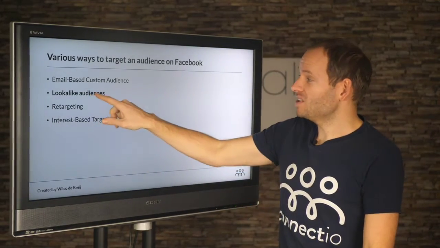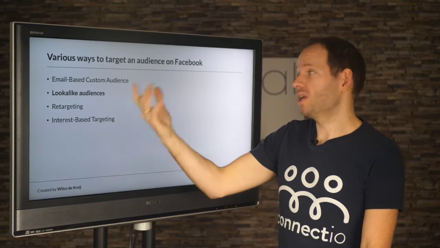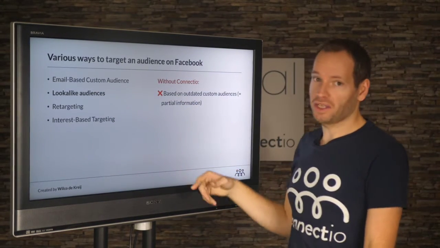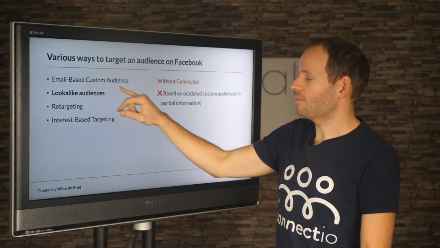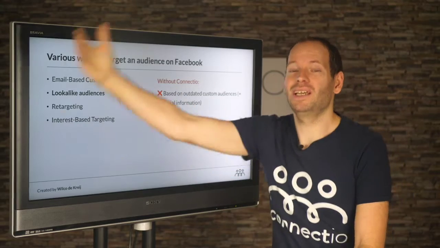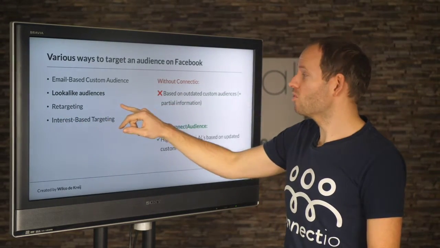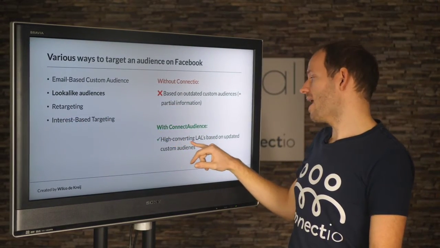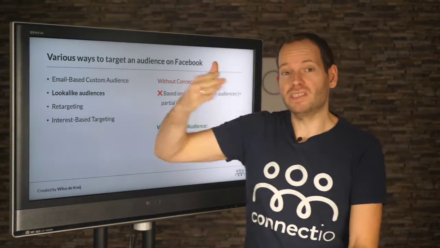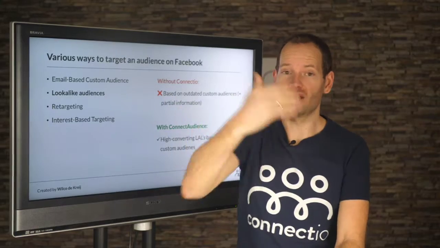But this lookalike audience is only as good as what you put in, right? If you do that without ConnectEO, you do it based on outdated custom audiences. Like if you create a custom audience, like I mentioned, people buy tomorrow, then they're not going to be in your audience, so your lookalike audiences are not actually improving. If you use Connect Audience, then automatically you'll have higher converting lookalike audiences because it's being updated every single day with all the data that you can feed into Facebook, right?